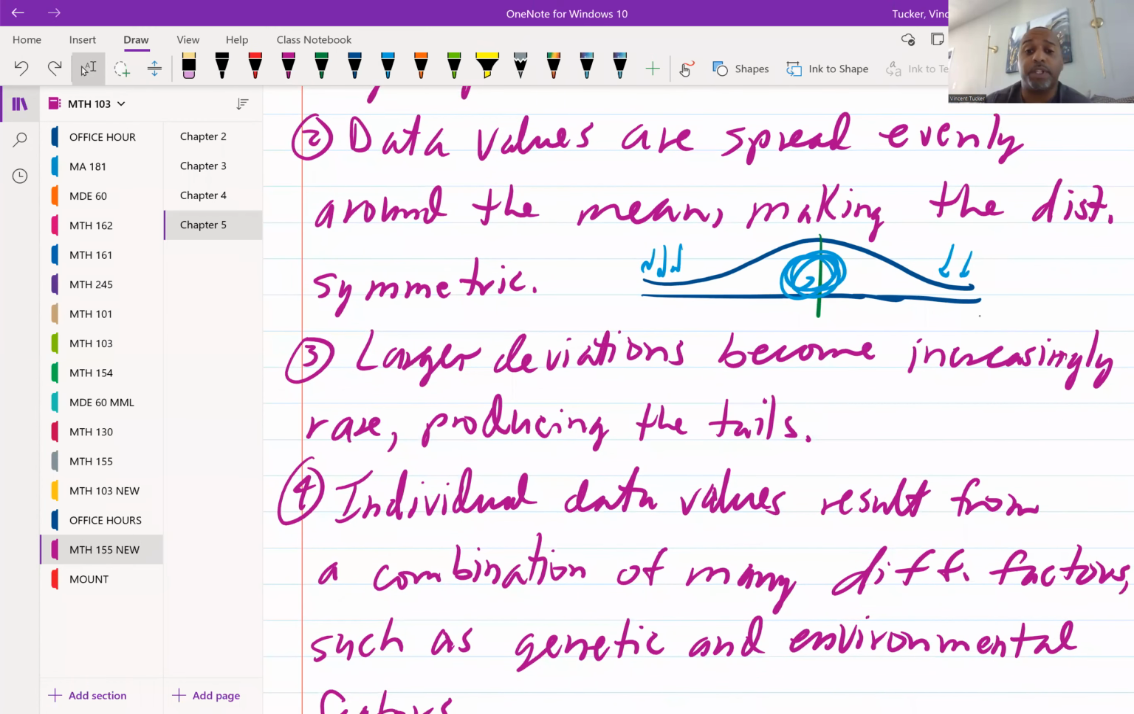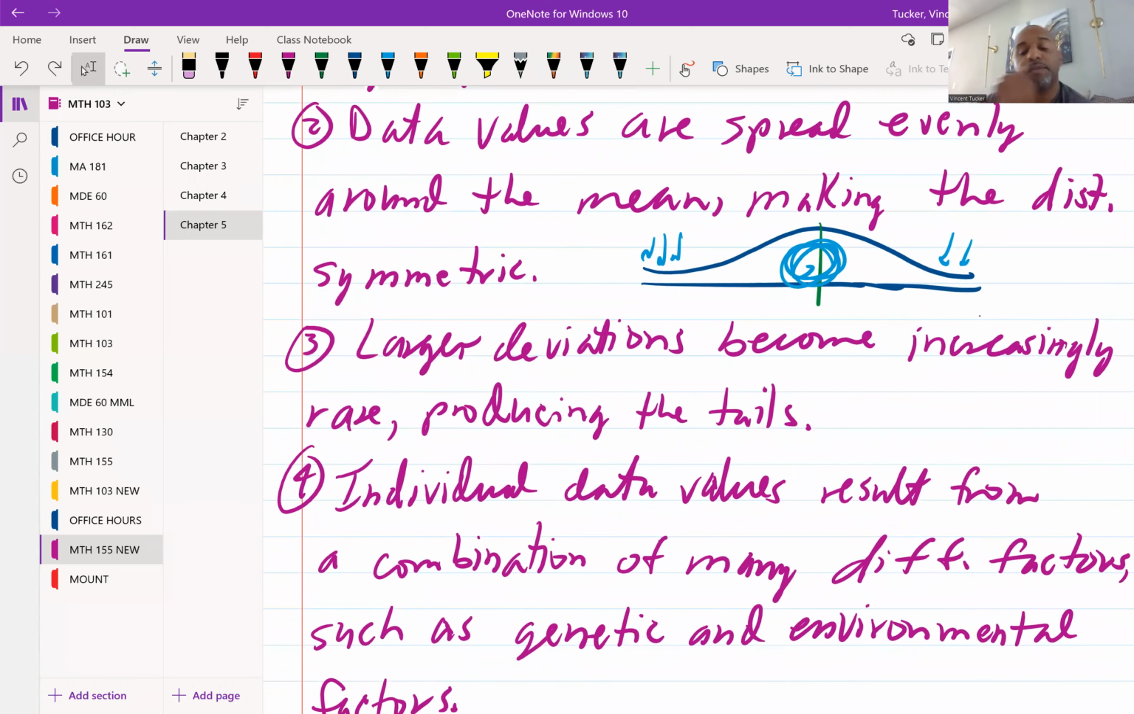All right, then the last one, individual data values result from a combination of many different factors, such as genetic and environmental factors.